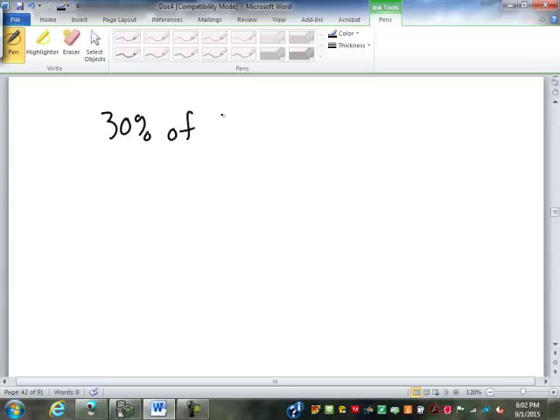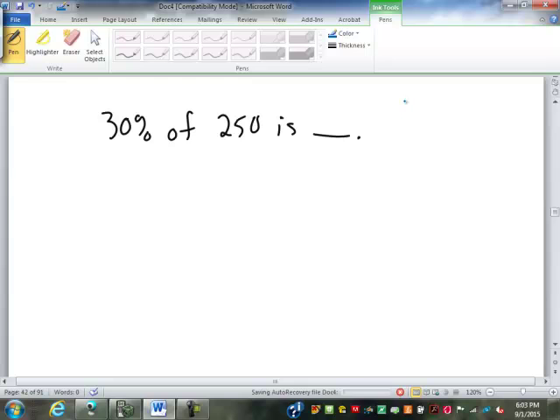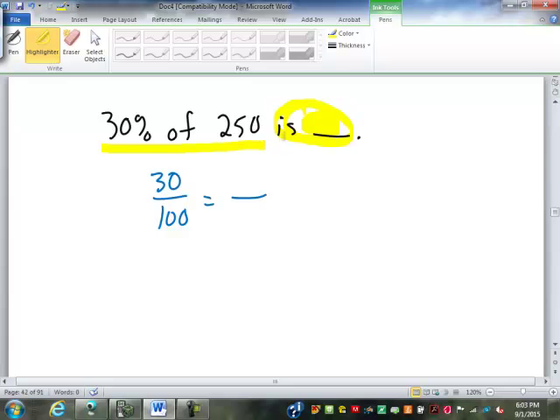Let's try 30% of 250 is blank. This one's worded a little different, but it still sets up the same. I have the percent. 30% will be 30 out of 100. And once again, I have a number and a missing number. I have the 250 and I have a missing number. Which one matches up with the 30? Because of the way this problem is set up, it's a little harder to analyze. But what I do is I cover one of them up. Let's say I cover up the blank here, the missing number. I read 30% of 250. That doesn't quite seem to go together.